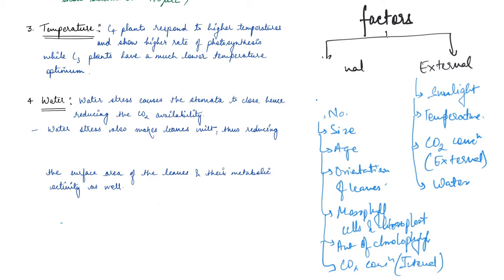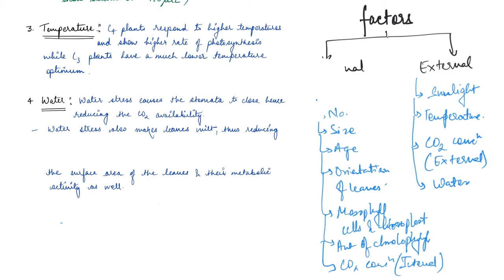Now, what is water and how does it affect the rate of photosynthesis? Even though water is one of the reactants in the light reaction, the effect of water as a factor is more through its effect on the plant, right? So rather than directly affecting photosynthesis, it is an indirect relation where it affects the plant, and because of that photosynthesis is affected. Now say there is a water stress.